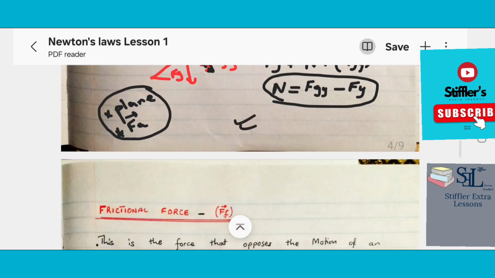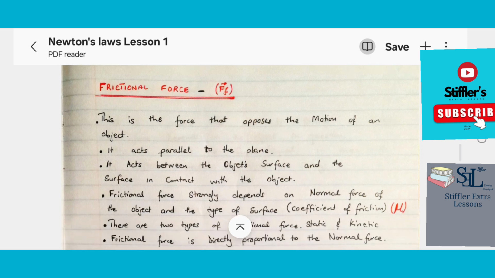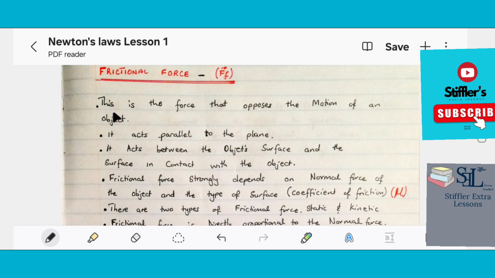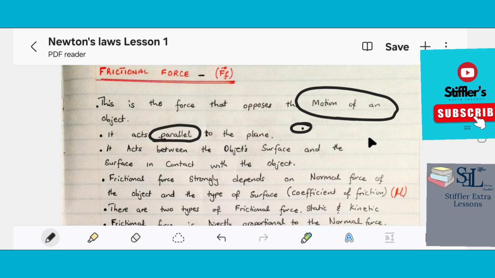So let's go on to the next force that we can talk about, being the frictional force. So what is the frictional force now? This is the force that opposes the motion of an object, but actually it opposes the applied force. If you just understand, it can oppose the applied force or it can oppose the motion of an object. So this acts parallel to the plane. So this will always be parallel to the plane.